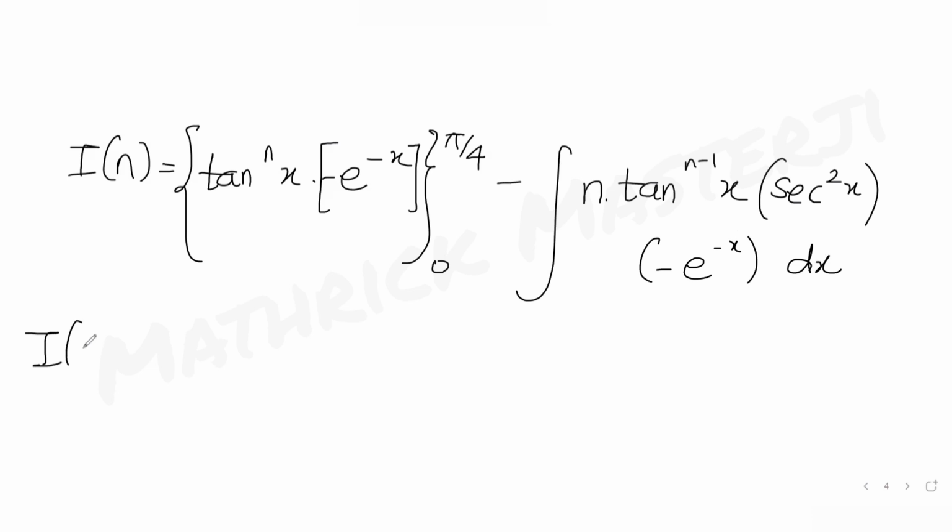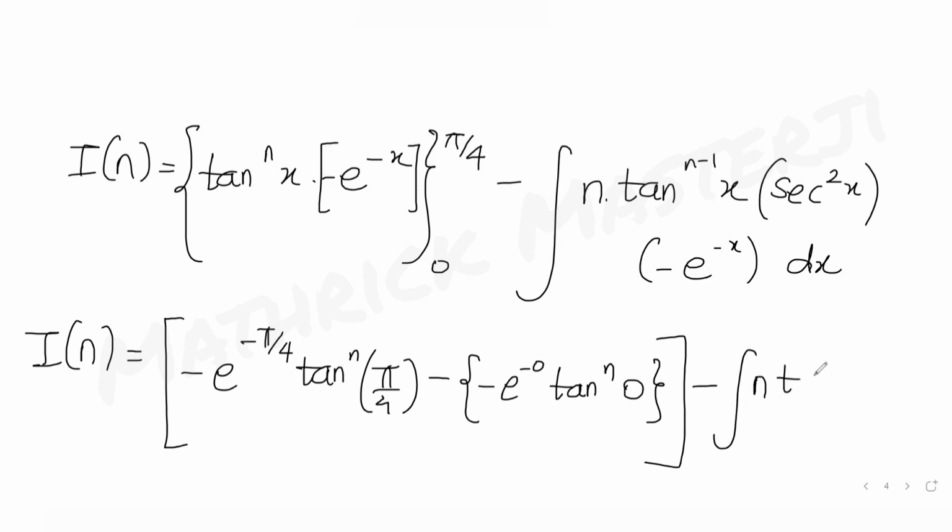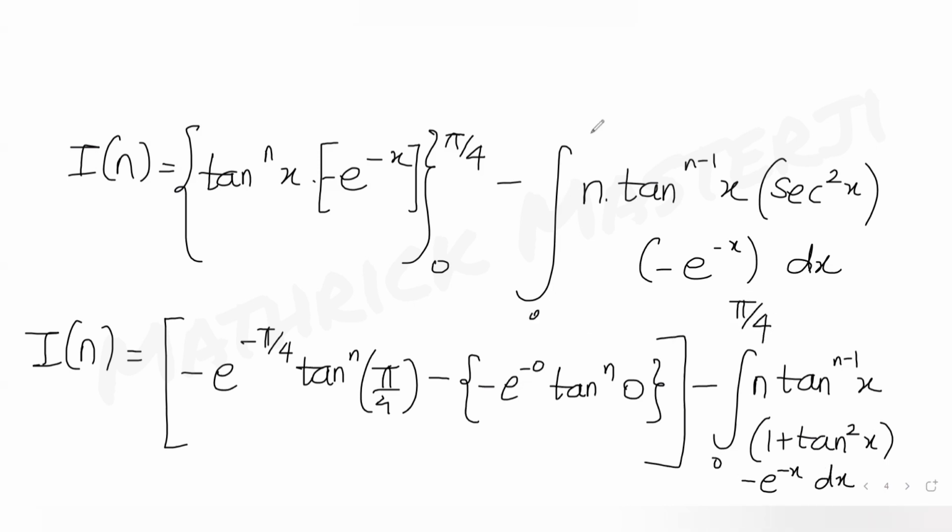So if I apply the limits, I get I of n as minus e raised to minus pi by 4 tan raised to n pi by 4, and minus of, if I apply 0, minus e raised to minus 0 and tan raised to n of 0, minus the integral of n tan raised to n minus 1 x sec square x, which I can write as 1 plus tan square x, and here I have minus e raised to minus x dx. Limits are from 0 to pi by 4.